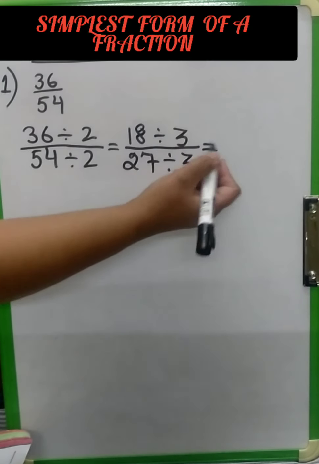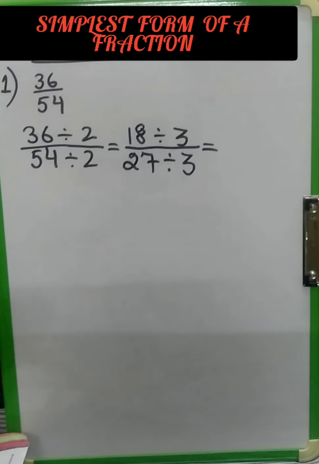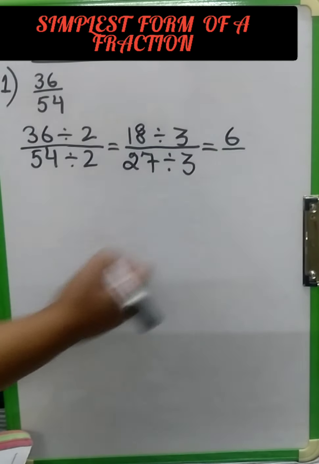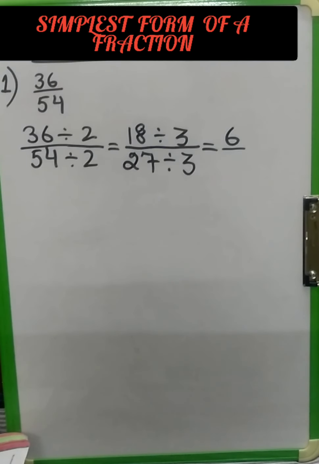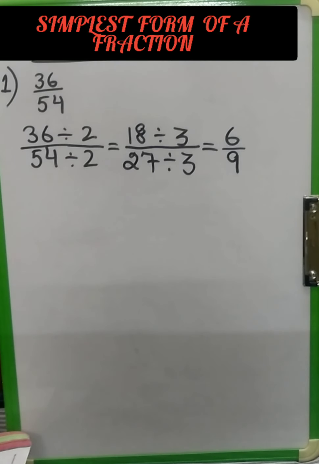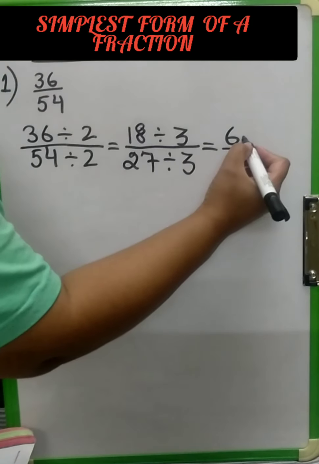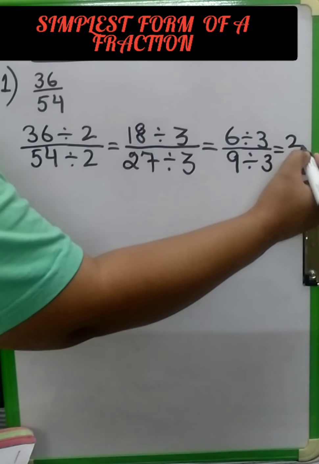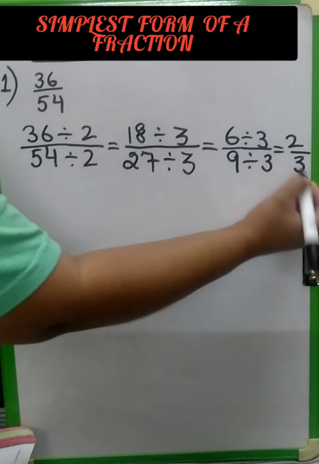I am writing equal to because this is equivalent to this fraction also. So 18 divided by 3 we get 6, and 27 divided by 3 we get 9. Again here we can see we can divide by some number. Is there still any common factor between 6 and 9? Yes, we can divide both numerator and denominator by 3. So what will we get? 2 upon 3, since 9 divided by 3 is 3.